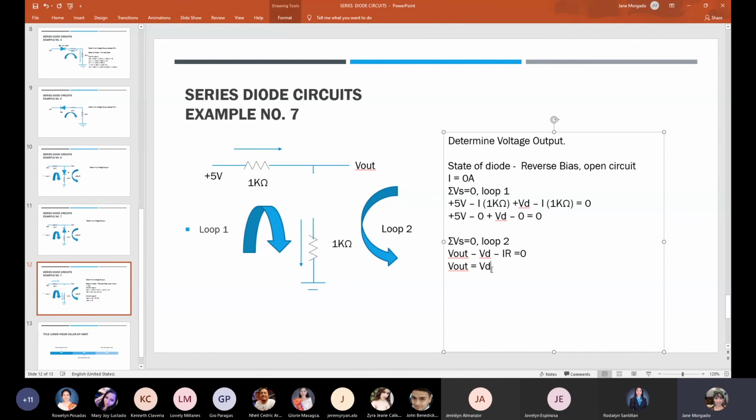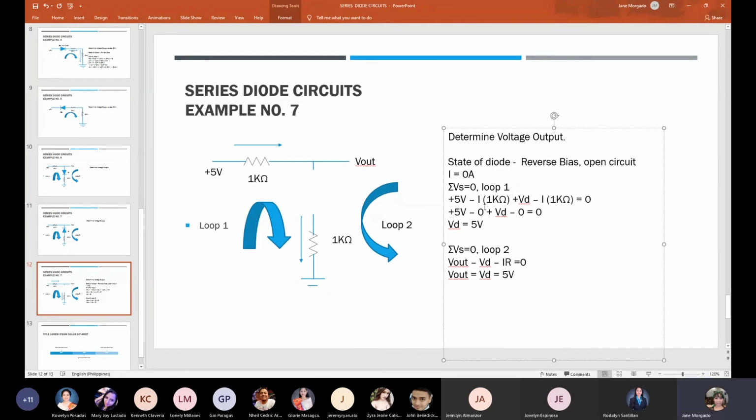Okay? But what is your VD? What is the voltage across diode? So your VD is equal to positive 5 volts. Hindi ba negative, ma'am? Dapat negative kasi pag-transpose mo dun sa kabilang side. Oo nga eh. Teka lang. Wait lang ha. Medyo nalito ako. But then, okay, positive VD.